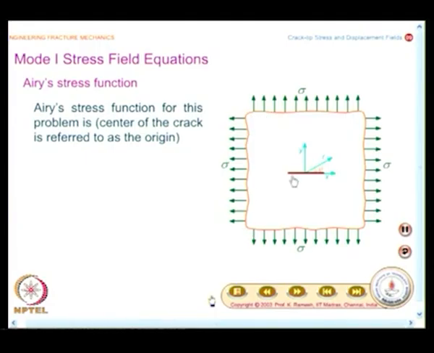Another aspect that you have to keep in mind: I have shown the central crack and the origin is fixed at the center of the crack. I have the x axis coinciding with the crack axis, and the y axis perpendicular to that. When I refer to a point in the domain, we are not referring to it in terms of Cartesian coordinates x comma y.